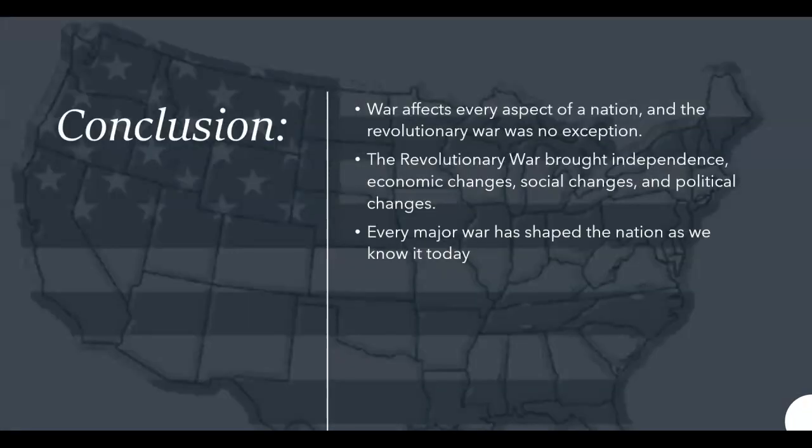The conclusion of this is war affects every aspect of a nation. The Revolutionary War was no exception. The Revolutionary War brought independence, economic changes, social changes, and political changes. Every major war has shaped the nation as we know it today. War is not simply something that is just battles that are fought and won. It affects every aspect of the nation, every person. And the Revolutionary War is one great example of how deeply war has affected American history. The nation as we know it today was shaped largely by the wars that we have fought.